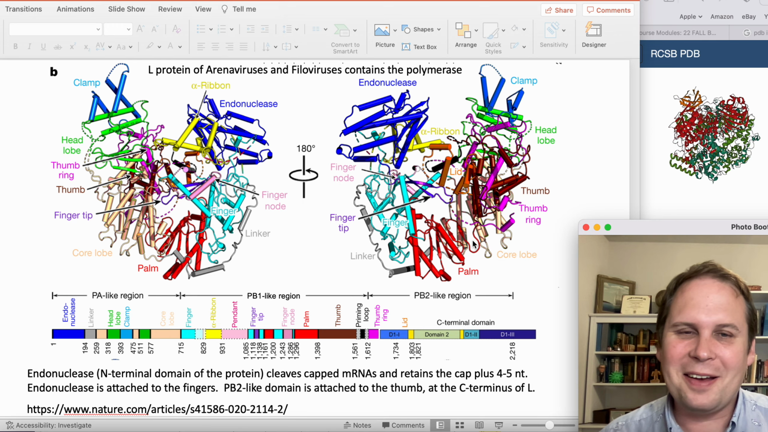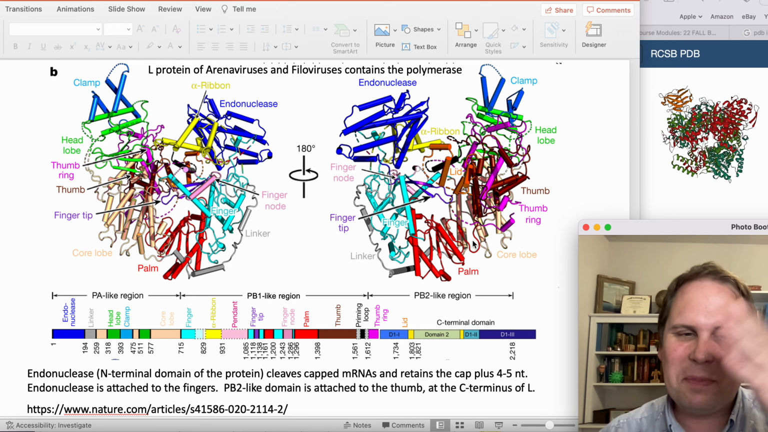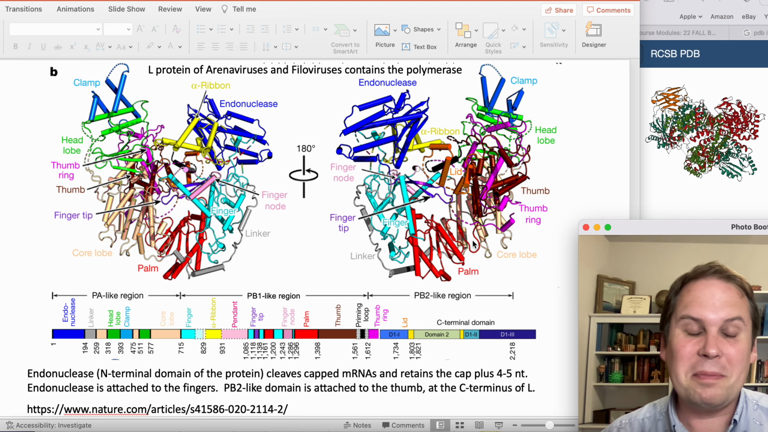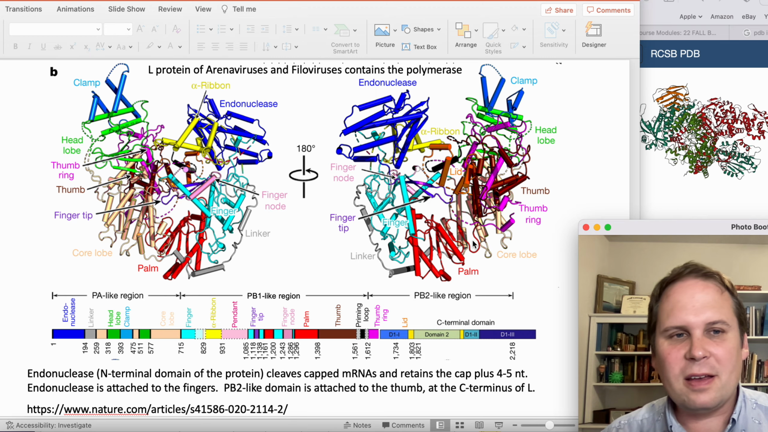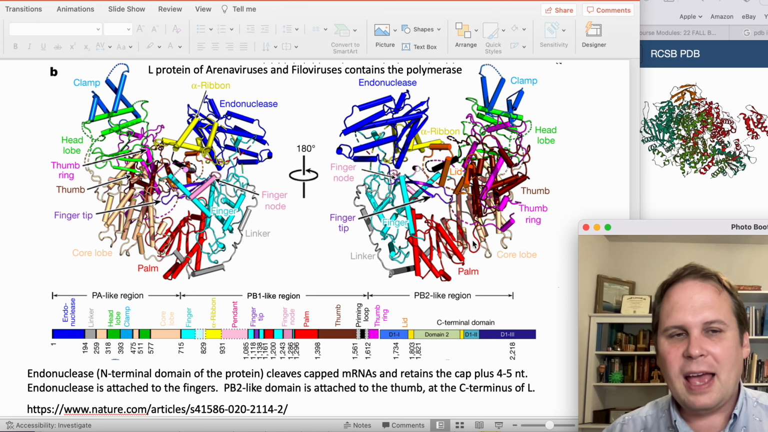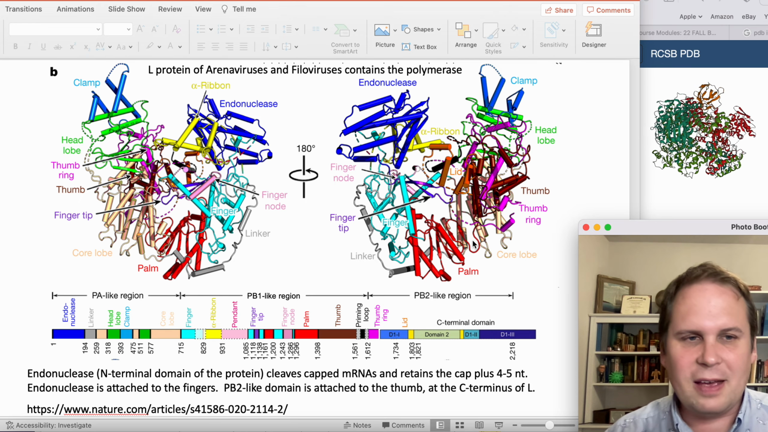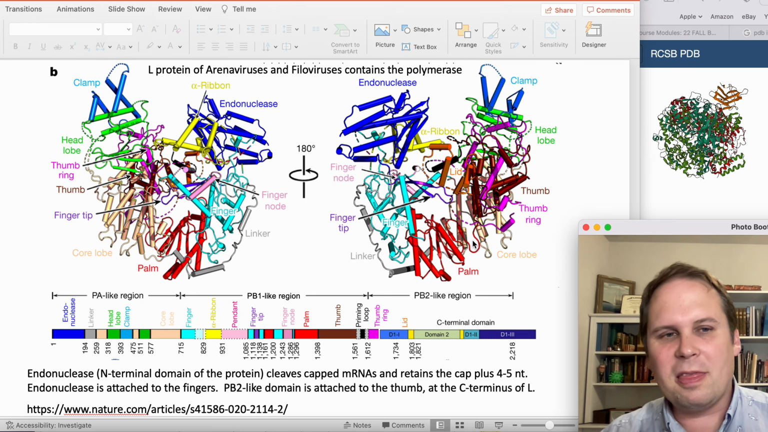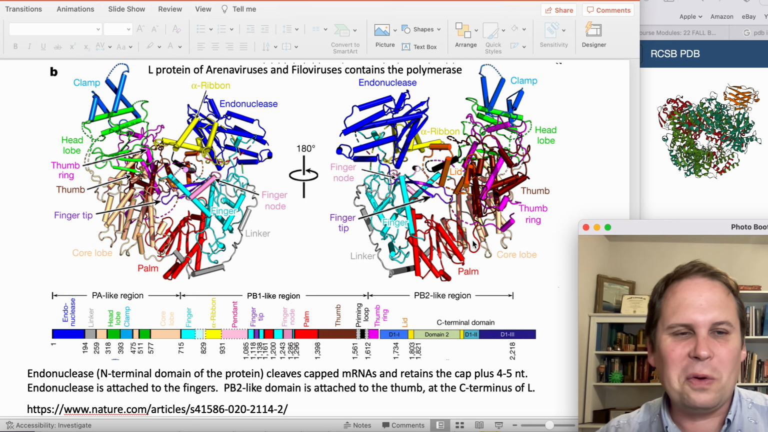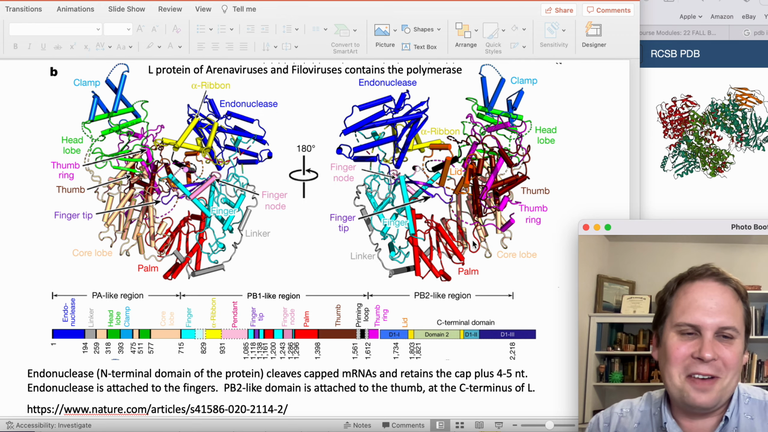Anyway, this small nuclear RNA has a cap, and so it gets beheaded, and it just happens to match the sequence of influenza if you go about 10 nucleotides downstream. So all the influenza messenger RNAs have 10 or 11 extra nucleotides of that RNA that they stole on the end. And it's fine. It doesn't matter.